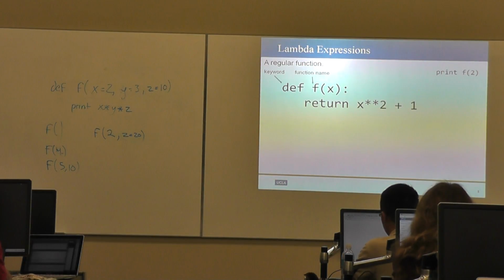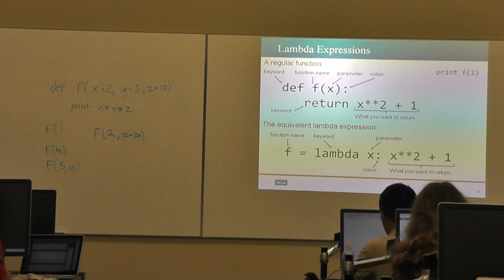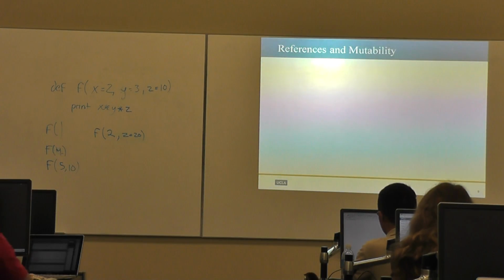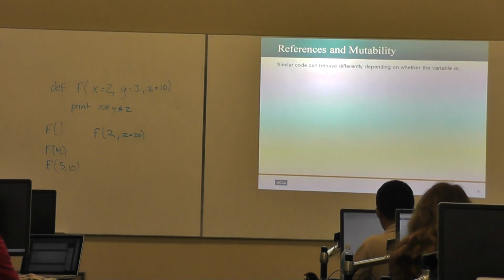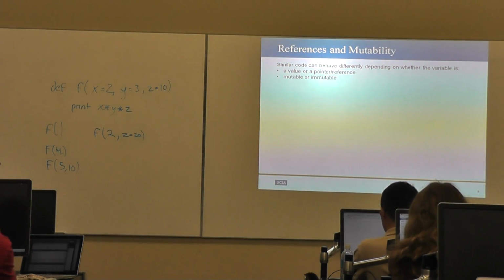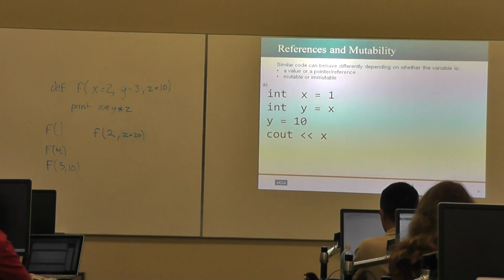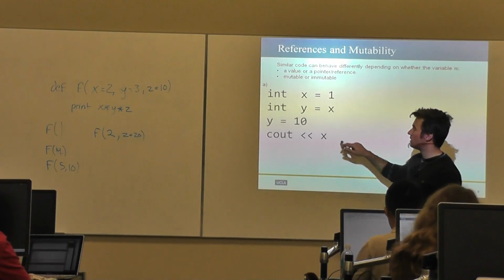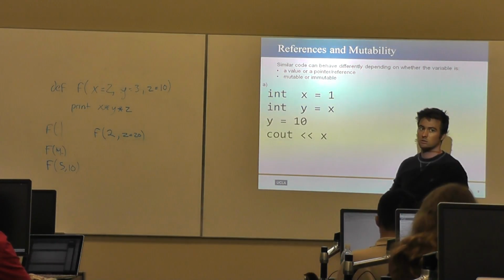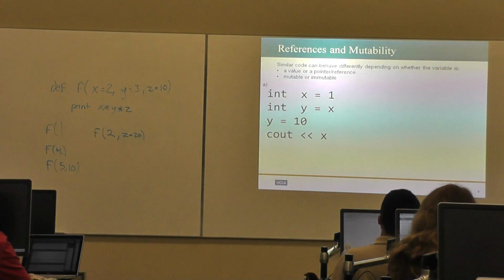We talked about lambda expressions just a second ago, and now I also wanted to bring up something about references and mutability. Similar code can behave differently depending on whether the variable is a value or a pointer, or a reference, or mutable or immutable. So let's look at some C++ code here. int x = 1; y = x; y = 10; cout << x. Raise your hand, what's the answer for this one?